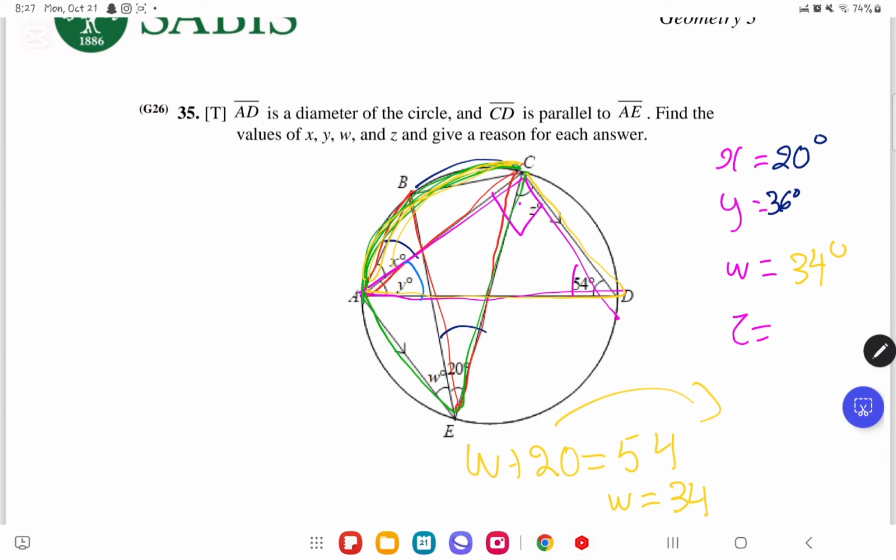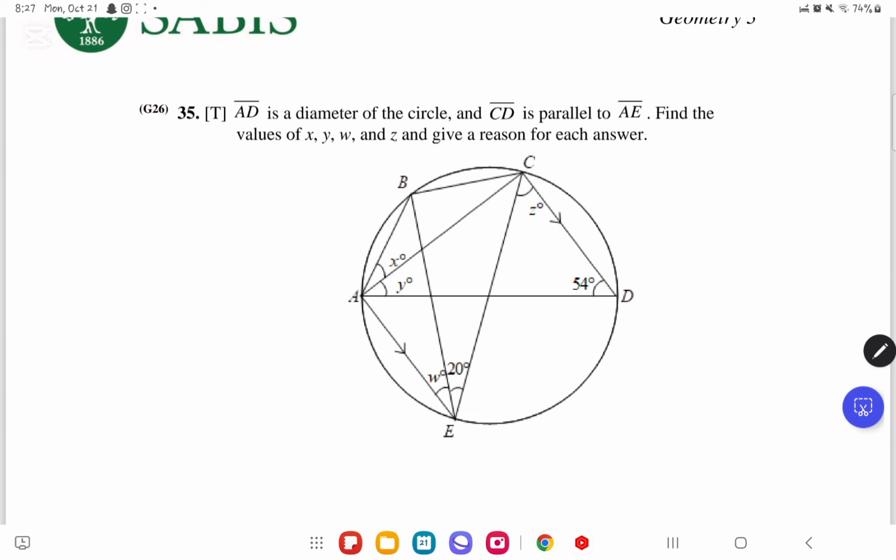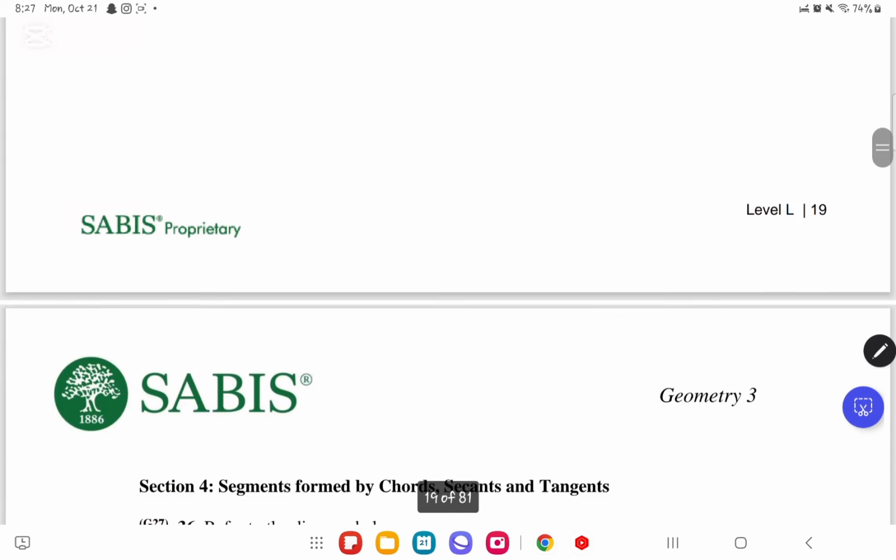Now finally, we need to find angle Z. It was given to us what? That CD and AE are parallel. So definitely when we have parallel, we're going to have alternate interior angles. So angle Z is going to be equal to angle W plus 20. We know W is 34, so Z is equal to 34 plus 20, which is then 54 degrees. So that was it for question number 35.